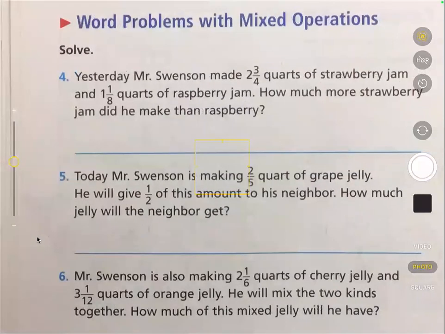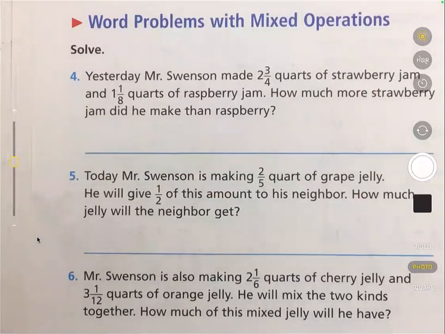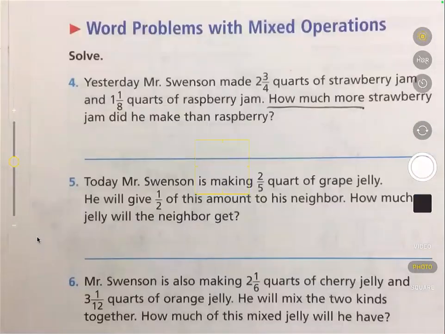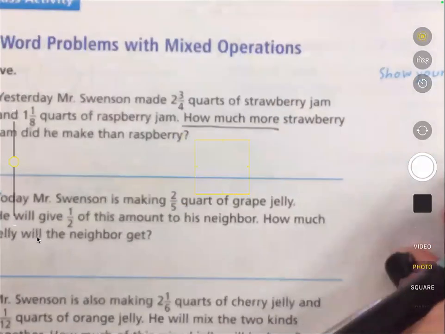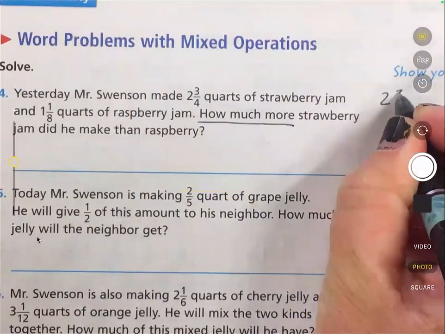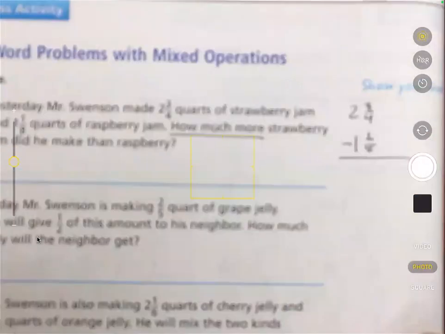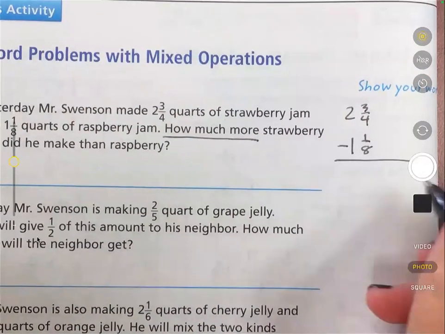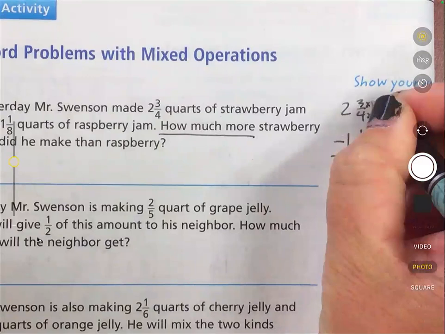Just kidding. All right, so yesterday he made 2 3/4 quarts of strawberry jam and 1 1/8 of raspberry jam. How much more strawberry jam did he make than raspberry? Are we adding, subtracting, or multiplying, friends? Subtracting, yes. Oh, and it doesn't say we have to write equations. Lucky us. 2 3/4 minus 1 1/8. Let's find our common denominator. What's our common denominator going to be? 8, yes, because 4 can go into 8. 4 times 2 is 8. 3 times 2 is 6.